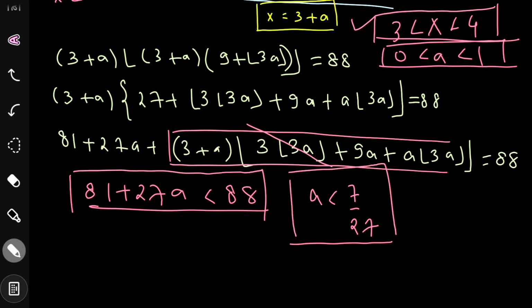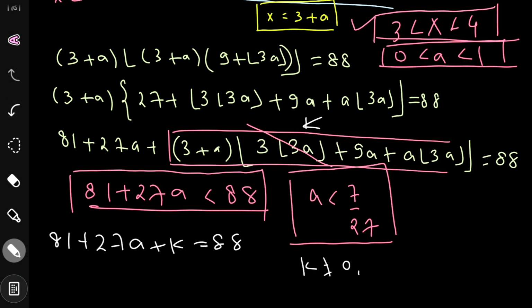Okay. Now you might be thinking why we have got this range for a. Recall that I have told you that a is a positive value. Hence this term over here cannot be either 0 or negative. So 81 plus 27 times a plus some value of this term, let it be equal to k. So 81 plus 27 times a plus some value k is equal to 88. And over here k is not equal to 0 and neither is it negative. This means these two terms combined together have to give a value that is smaller than 88. Therefore we have got this range.